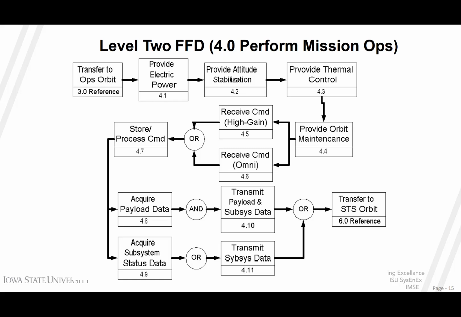This is a level 2 functional flow diagram, and you see it's slightly below, a little bit more detailed and intricate, and is less at the macro level and more into those details. Transfer to ops orbit, and then you see how the number convention goes from 4.1, 4.2, 4.3. It still follows a logical flow sequence and still uses and/or type of systems, but it is more detailed than the top level.